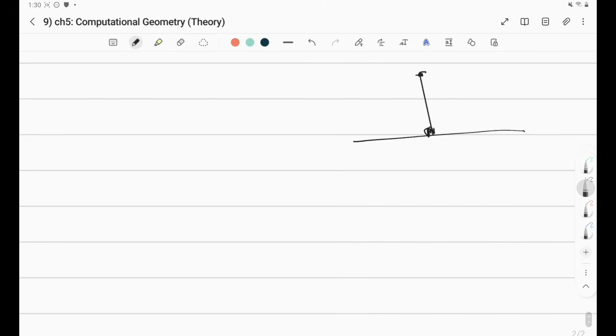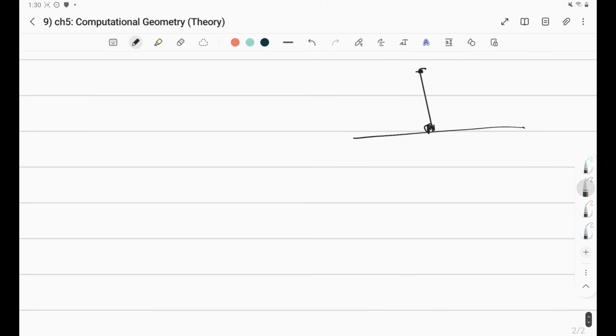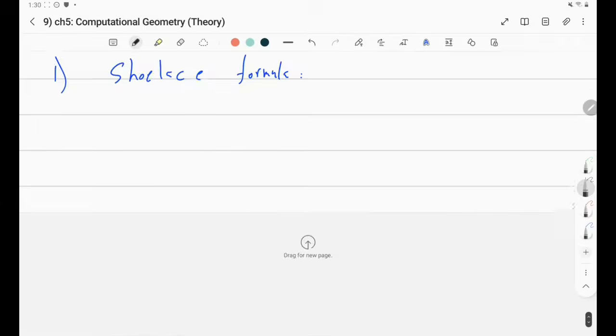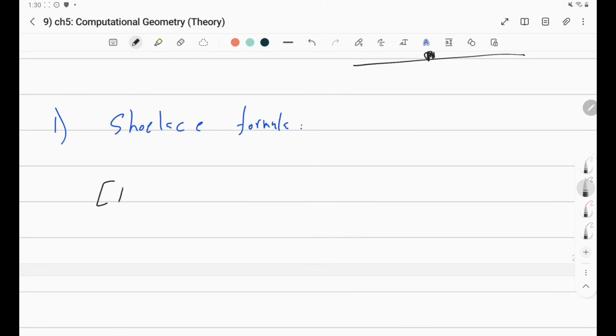Of course, in the book, you will see two theorems that are actually quite handy. Let's discuss them. The first one is called the shoelace formula, and the idea is to find the area of a triangle. So let's say you have a triangle ABC, and of course A is (xa, ya), B is (xb, yb), and C is (xc, yc).